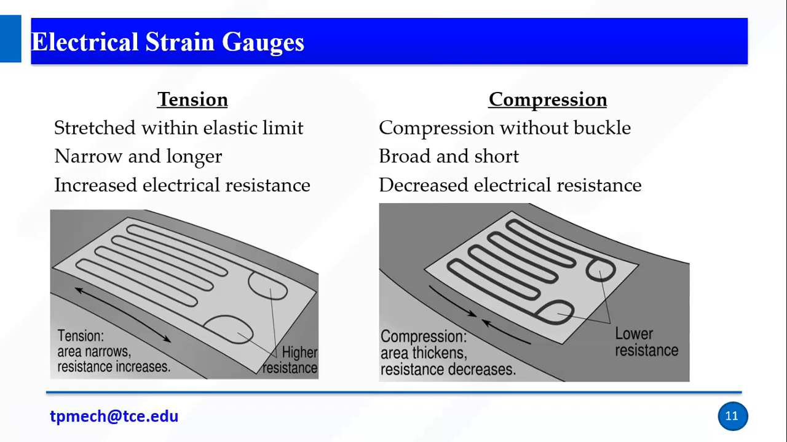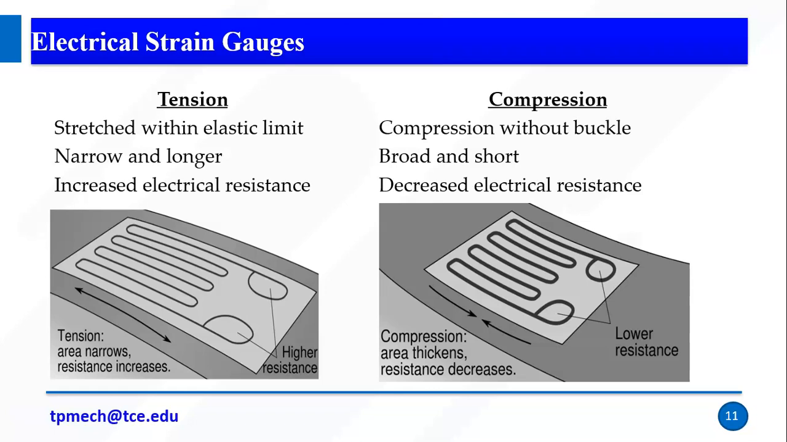shape. It is the same here. So if there is tension, the electrical strain gauge strip may be stretched within the elastic limit, and the regions become narrow and longer. It will increase the resistance. So if resistance increases, we can easily understand that tensile strain has occurred.